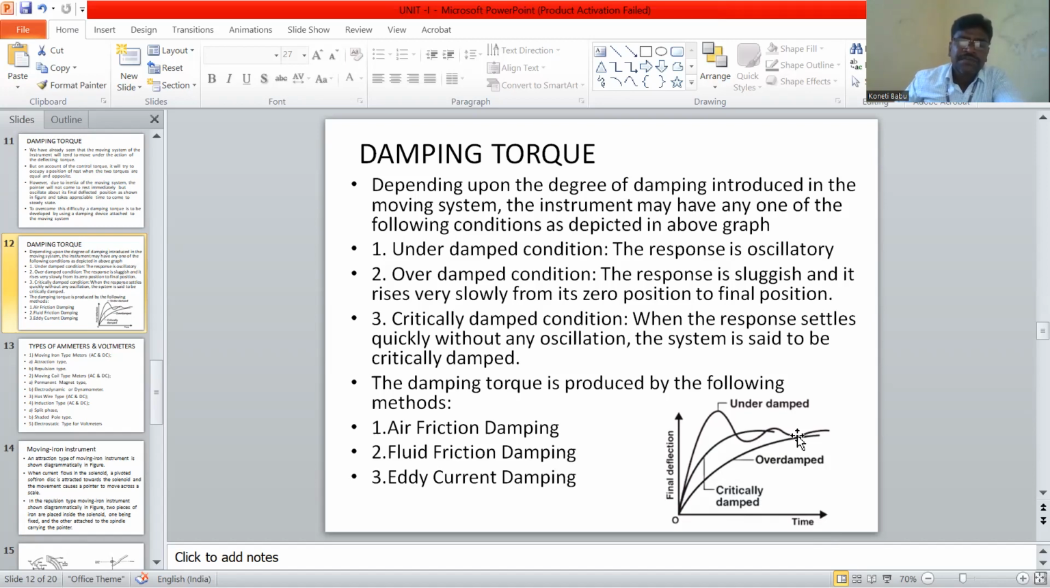What are the methods to produce the damping torque? There are three types of methods: air friction damping, fluid friction damping, and eddy current damping. These are the three types of damping systems available in measuring instruments.